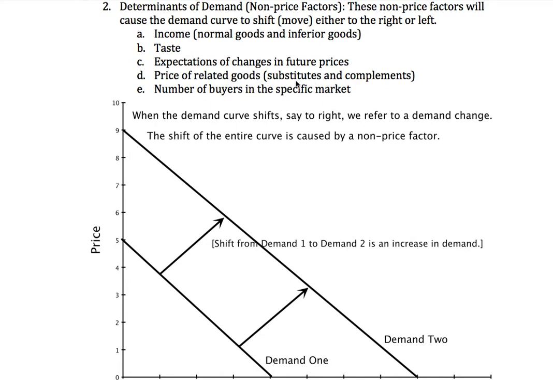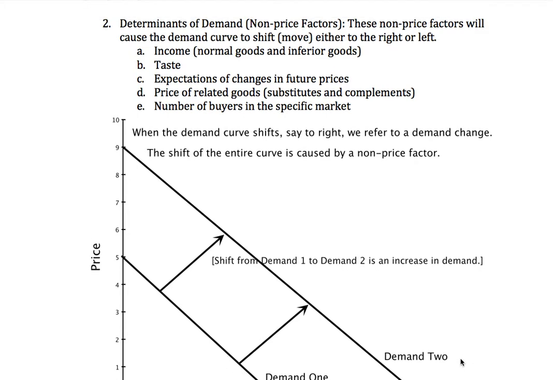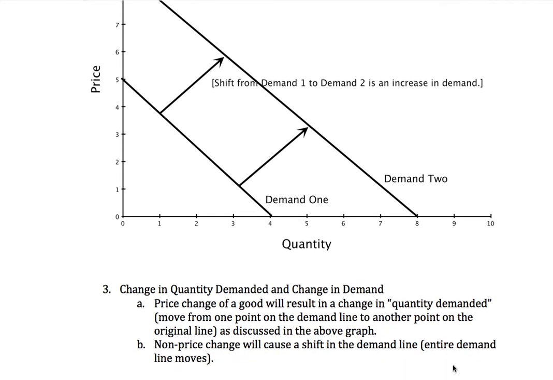Price of related goods, substitutes, and complements. That will cause my demand curve to shift right or to the left, depending upon the circumstances. And of course, more buyers will cause an increase in my demand curve to the right. Less buyers, of course, will cause this original demand curve to shift to the left. So that's demand. That's my demand, right?